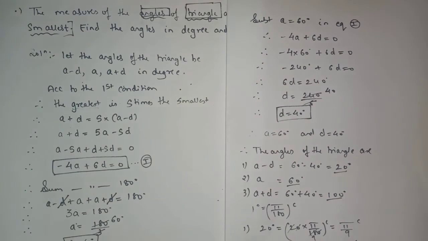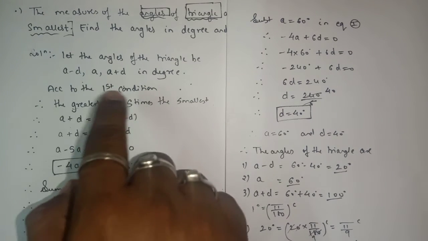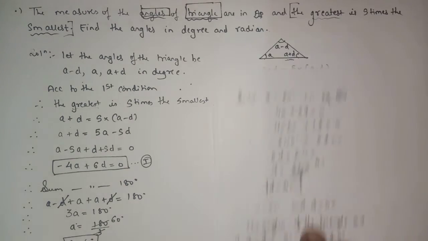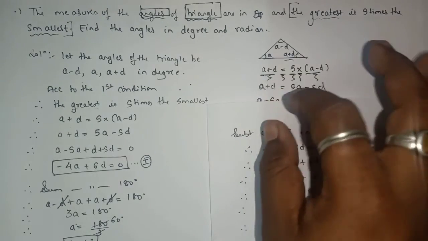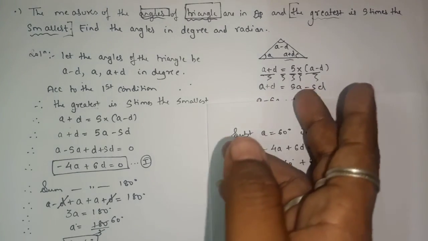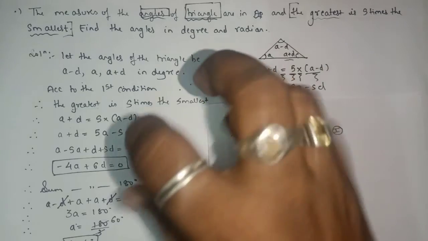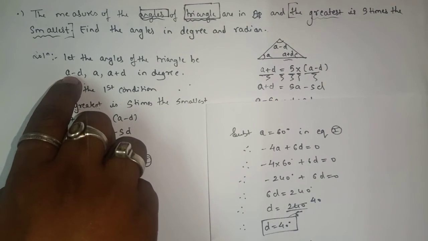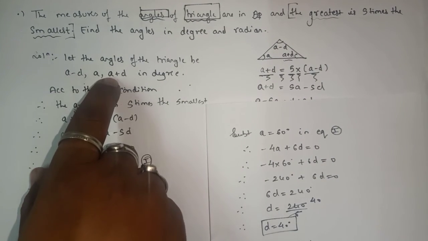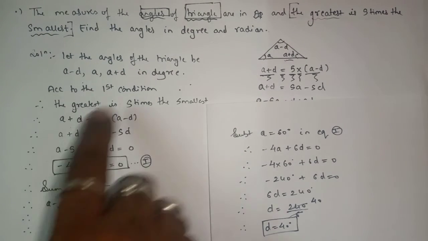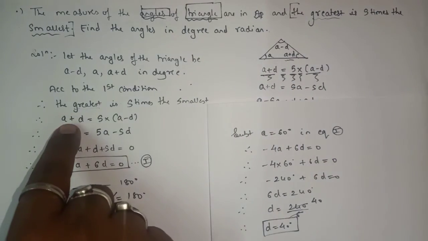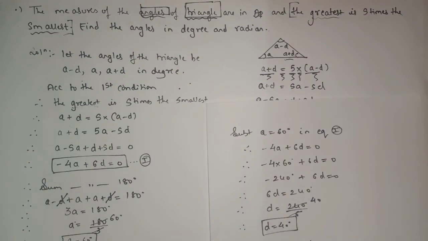So we know that when the angles of a triangle are in AP, the three angles are A minus D, A, A plus D. According to the first condition, we have the greatest angle. With the example I had explained how you will come to know which one is greater and which one is smaller. Here the first one will be smaller and the last one will be greater. According to the condition, the greater angle is 5 times the smaller. With respect to that we got the first equation.